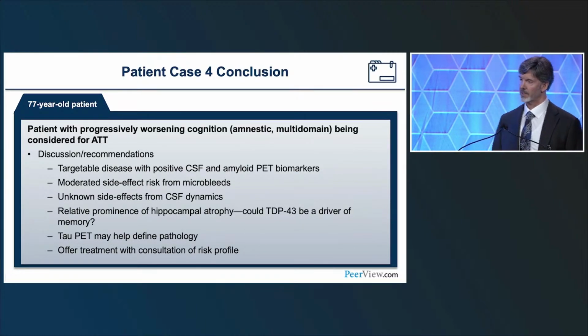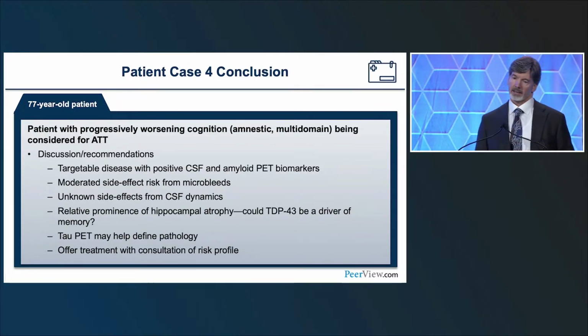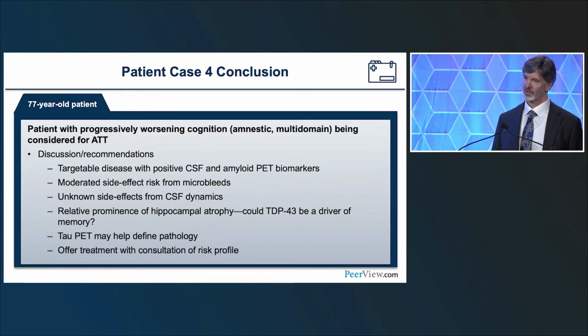So, discussion on this particular patient: the patient has targetable disease with the positive tests, has a moderate side effect risk from some presence of microbleeds, but not exclusionary. We've got this side effect profile with CSF dynamic issues. What do you do about that?